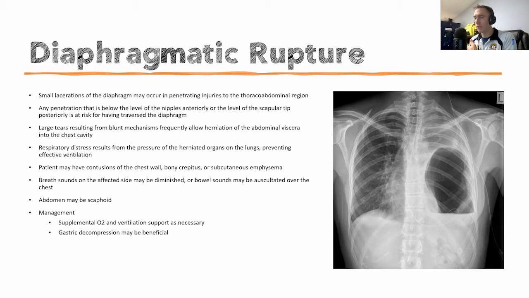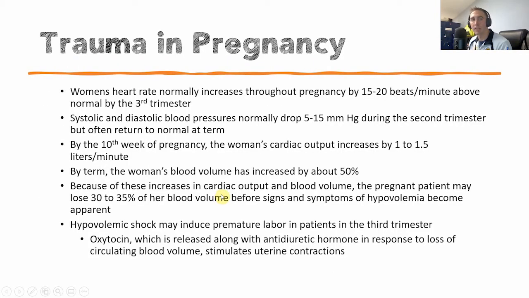and really auscultate the breath sounds to see if you hear any bowel sounds over the chest before you decompress. The abdomen also may have a scaphoid appearance. How do we treat this? Well, just supplemental O2, rapid transport, and if you have ventilated the patient, they could have a lot of air in their stomach, which could further fill their chest, and decompressing the stomach could be helpful here.